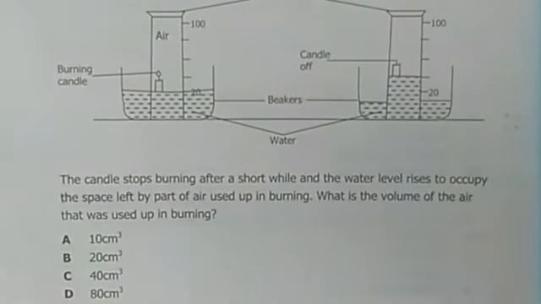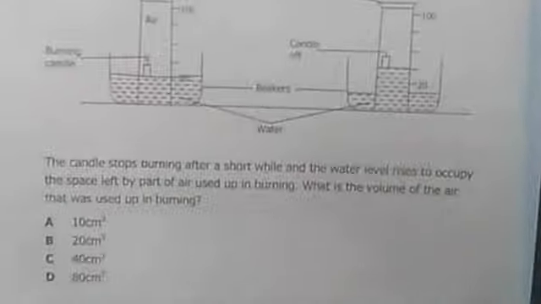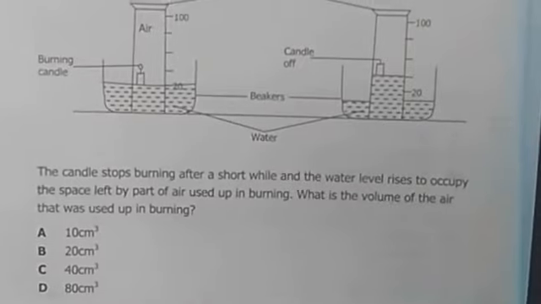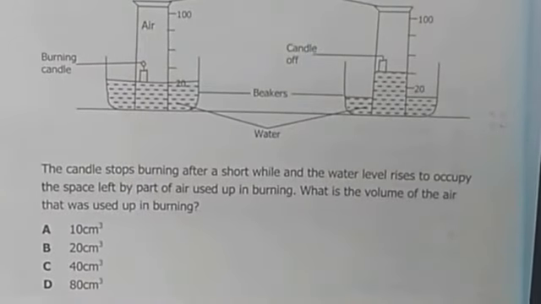The question is, the candle stopped burning after a short while, and the water level rises to occupy the space left by part of the air used up in burning. What is the volume of the air that was used up in the burning? Okay, what was the level, or what was the volume of air?